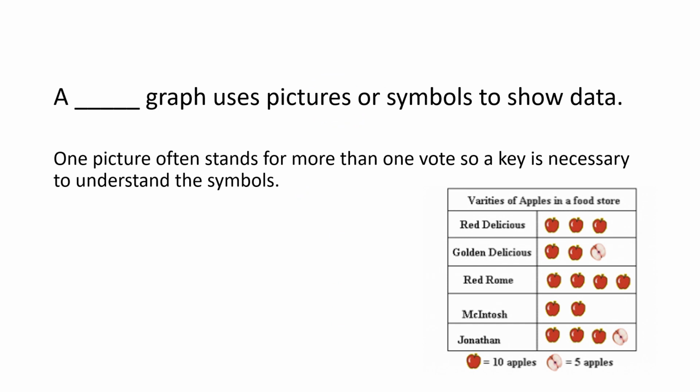A blank graph uses pictures or symbols to show data. One picture often stands for more than one vote. So a key, this is an example of a key, is necessary to understand the symbols. So do you remember what type of graph this is? This is a pictograph.